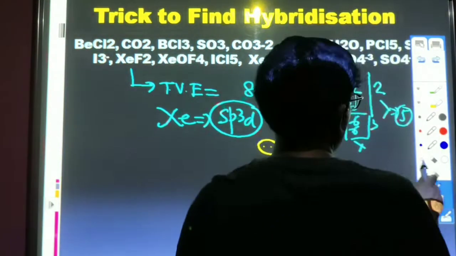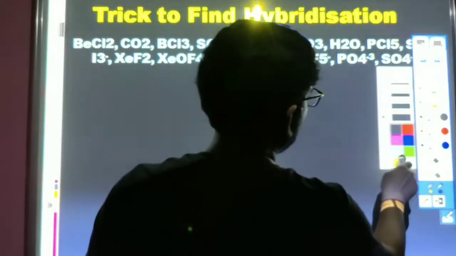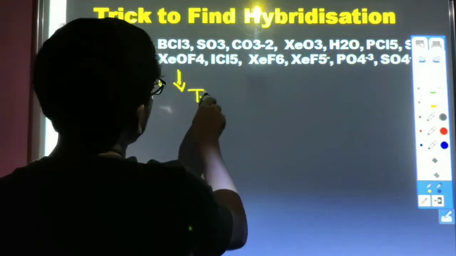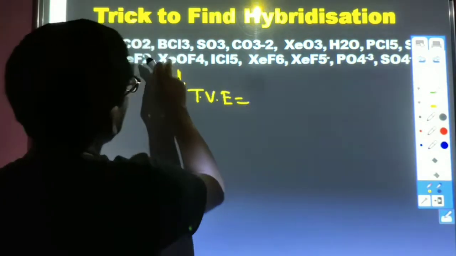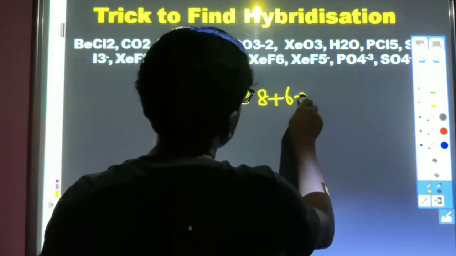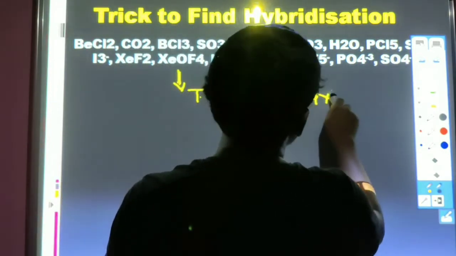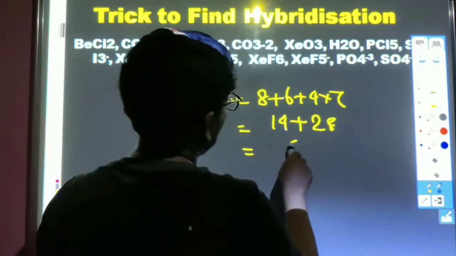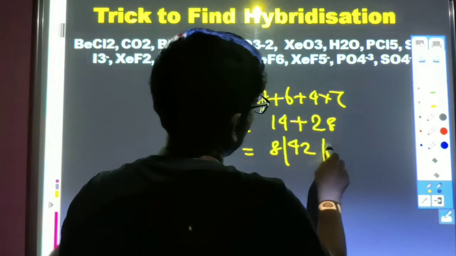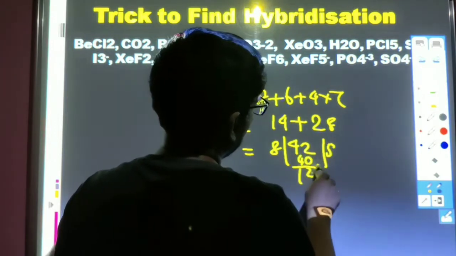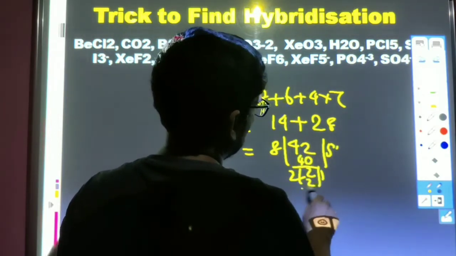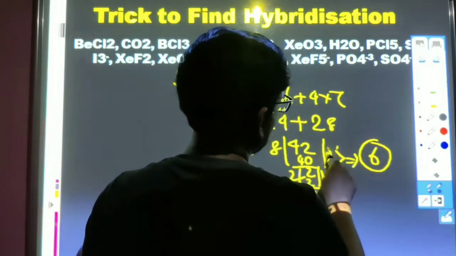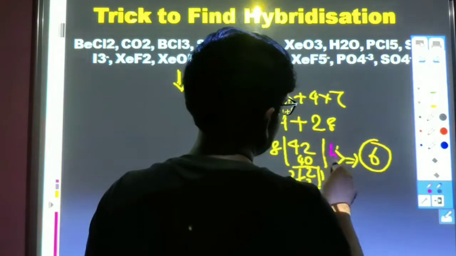Now next move to XeOF4. So for XeOF4, the total valence electrons are 8 plus 6 plus 4 multiplied by 7. So 14 plus 28, that will give you 42. Divided by 8, 5 eights are 40, remainder 2, 1 pair. So 5 plus 1, that will give you 6.